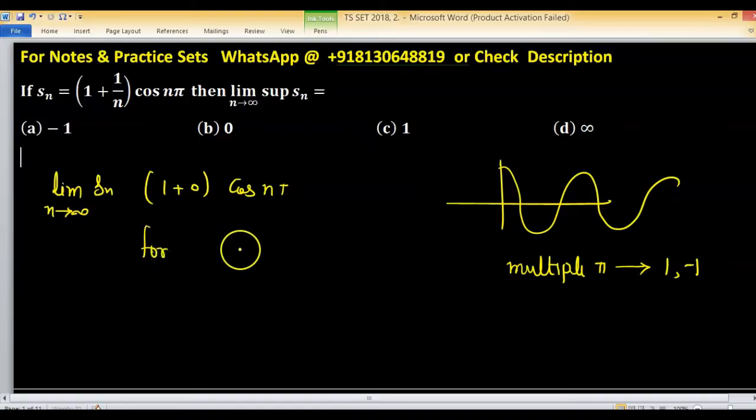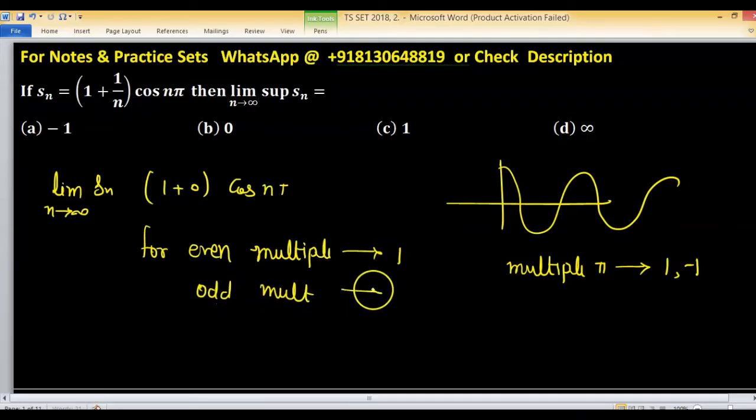for even multiples of pi the value is positive 1, and for odd multiples of pi the value is minus 1. So finally we have 1 and minus 1. This is the set of limit points.